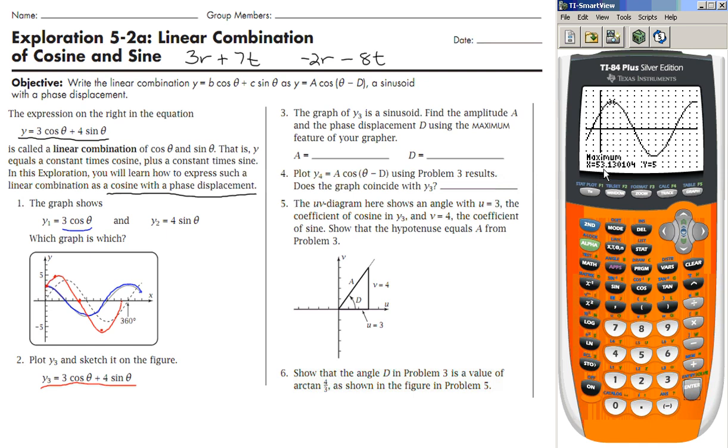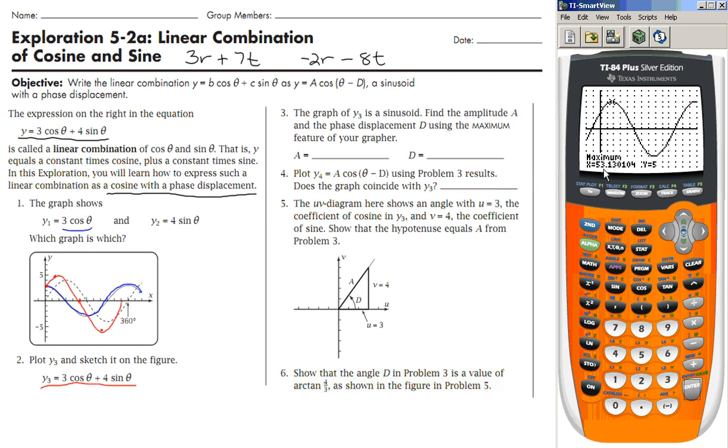Okay, so what I want you to do now is if we look at question number 3, it says find the amplitude A and the phase displacement D using the maximum feature of your grapher. Go ahead and pause this, write down what you think the answer is for A and D, and then come back. Did you pause it? Really? Go do it. No, really.